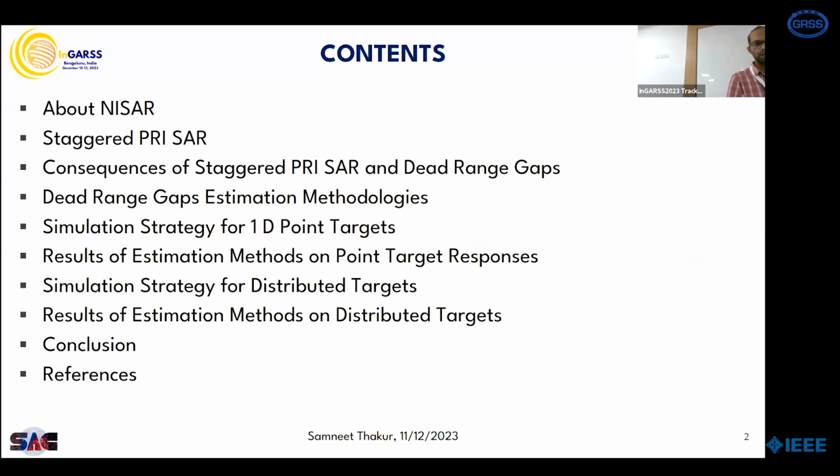These are the contents of the presentation. First, I will talk a bit about NISAR, and then the concept of staggered PRI in NISAR, then the consequences of staggered PRI SAR and dead range gaps, then dead range gaps estimation methods, then the simulation strategy for one-dimensional point targets, results of the simulation strategy of the estimation methods, then the simulation strategy for distributed targets and the results on the same, and finally the conclusion and references.